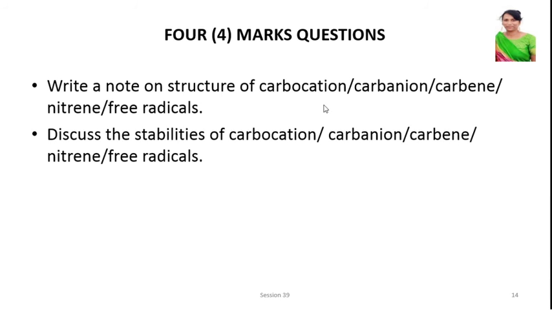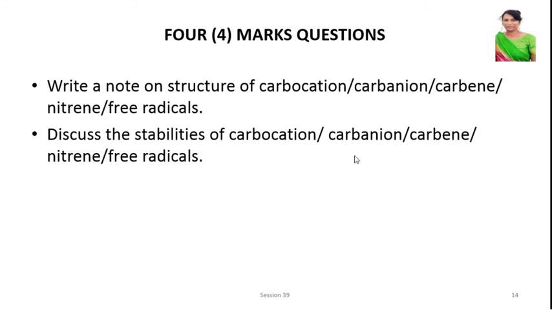So whenever you write a note on structure, you have to bear in mind it is structure, and hence it is always better to write the hybridization in case of carbocation, carbanion and carbene, and then draw the structures. Wherever you have singlets and triplets, you are supposed to write them too.